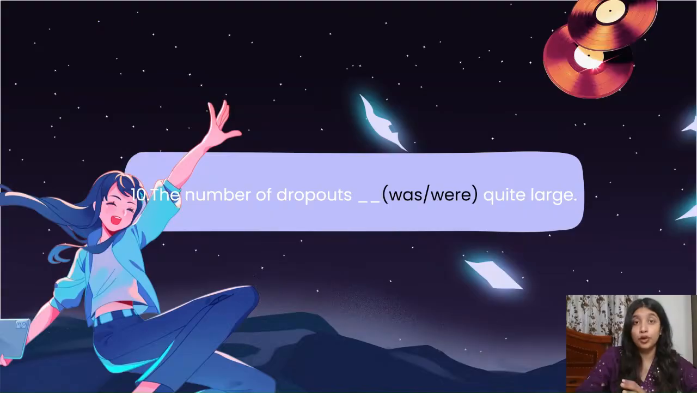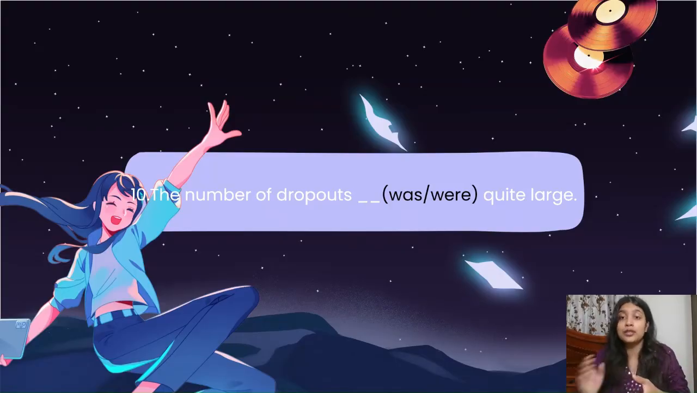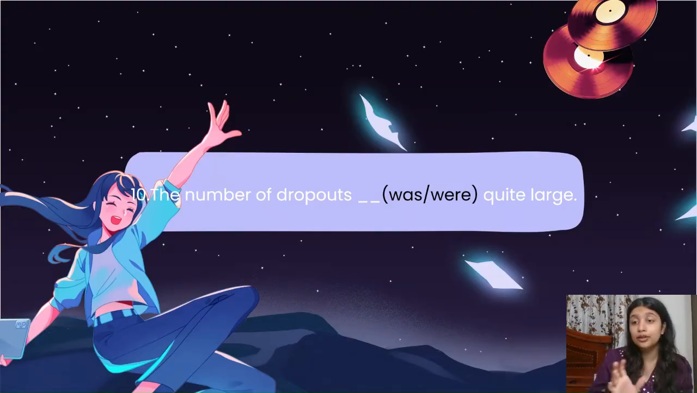The number of dropouts dash quite large. The answer is was quite large. So here the number means it's singular because it's the number itself. In the previous question it was a number, and here it is the number. The number makes it singular, like just the word the and a is making such a huge difference. So the number here means the number itself, so it's like a singular verb.